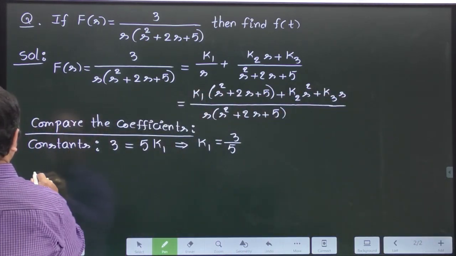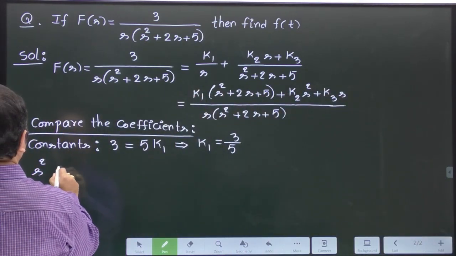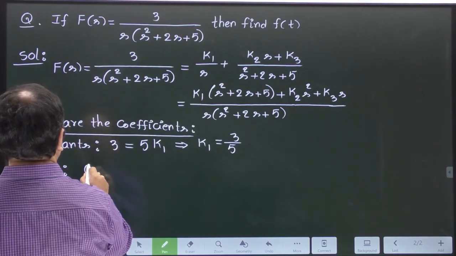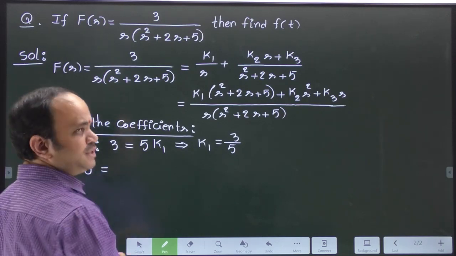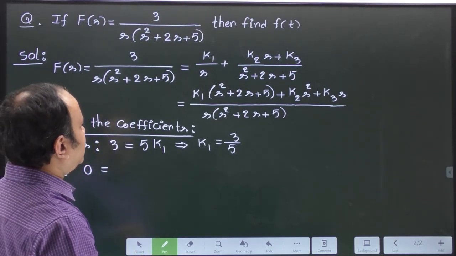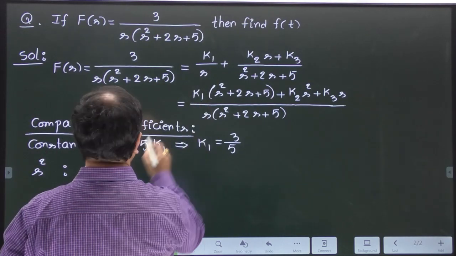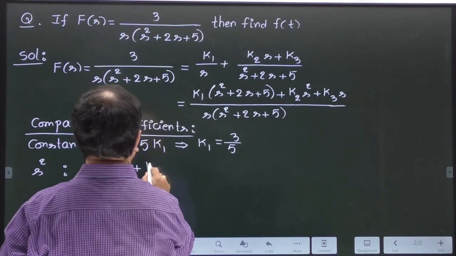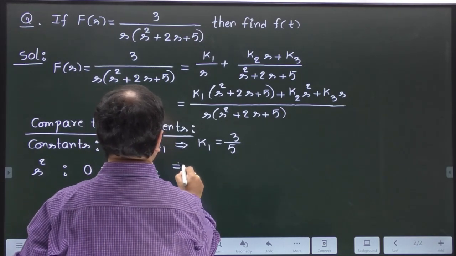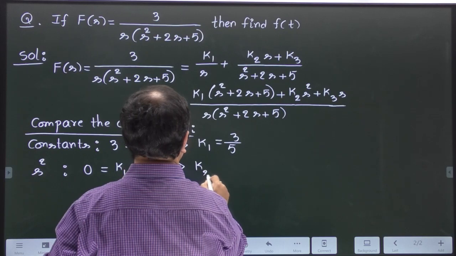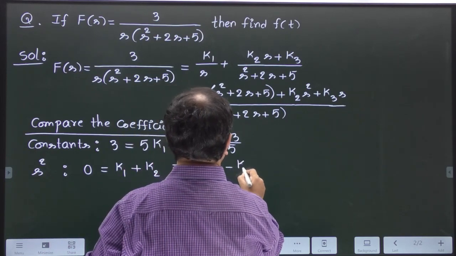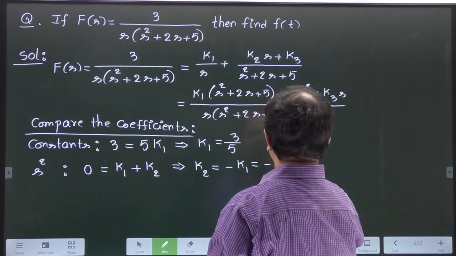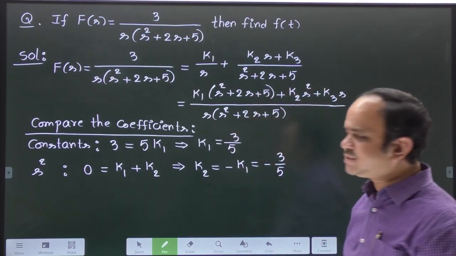Next one, let us look at the s square coefficient. Of course, on the left side we don't have any s square coefficient, take it as 0. Now the right hand side s square coefficient: here k1, here k2. So k1 plus k2 is equal to 0. Therefore k2 is equal to minus k1, and it will give you minus 3 by 5.